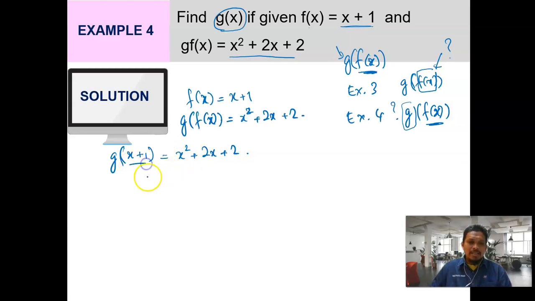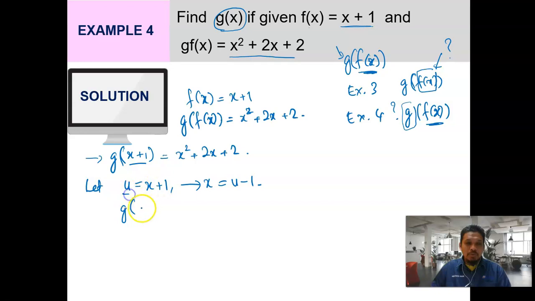Okay, so let's take this x plus 1 and call it u. u equals x plus 1. From here, we make this an equation for x: bring 1 to the other side, so x equals u minus 1. Now let's rewrite this: g f x equals g of x plus 1, and x plus 1 equals u, so g of u. From u equals x plus 1, we get x equals u minus 1, and we substitute this here and here. So x squared becomes u minus 1 squared, plus 2 times u minus 1, plus 2.